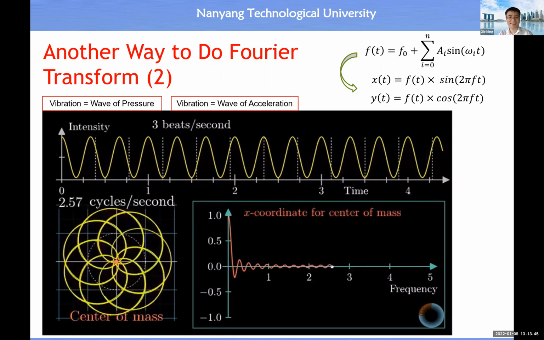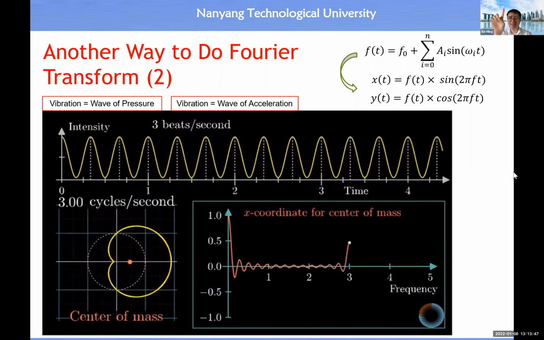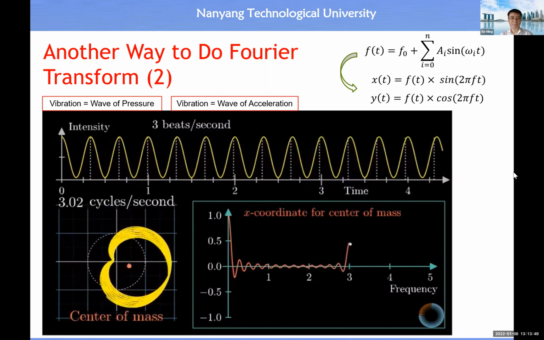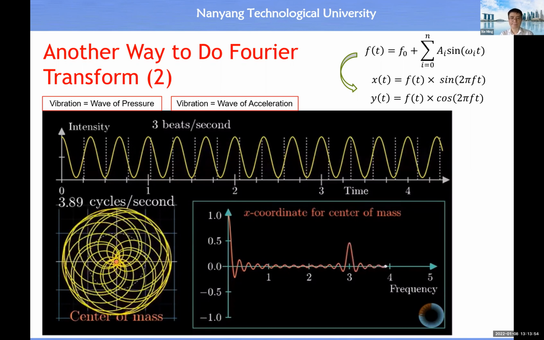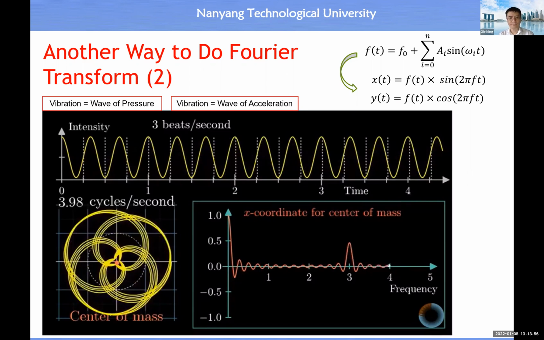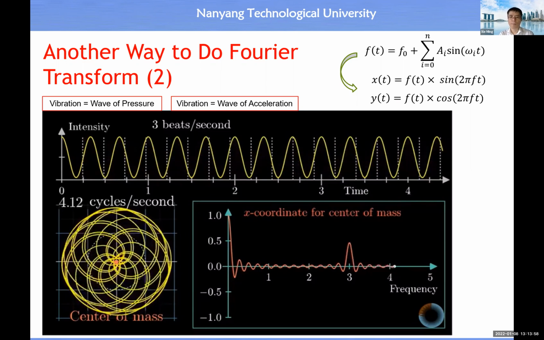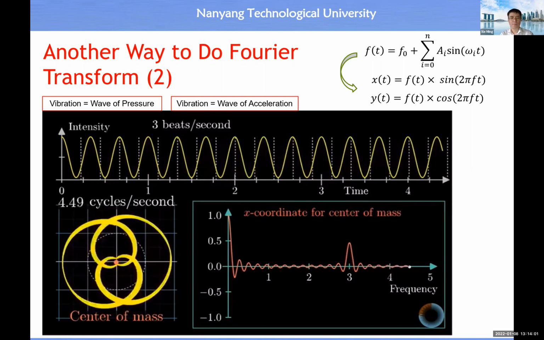At 3 beats per second, there's a spike, as everything lines up to the right. This right here is the central construct.